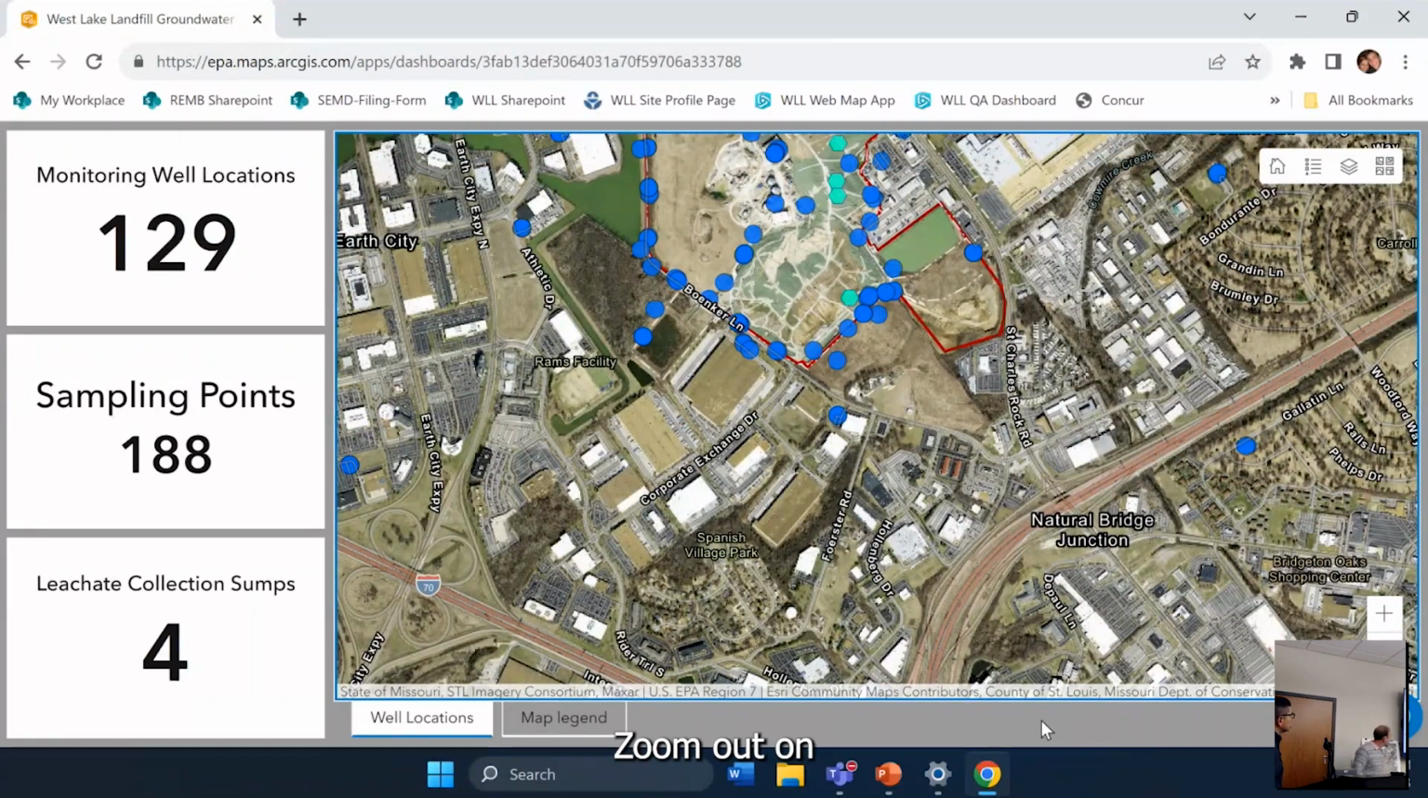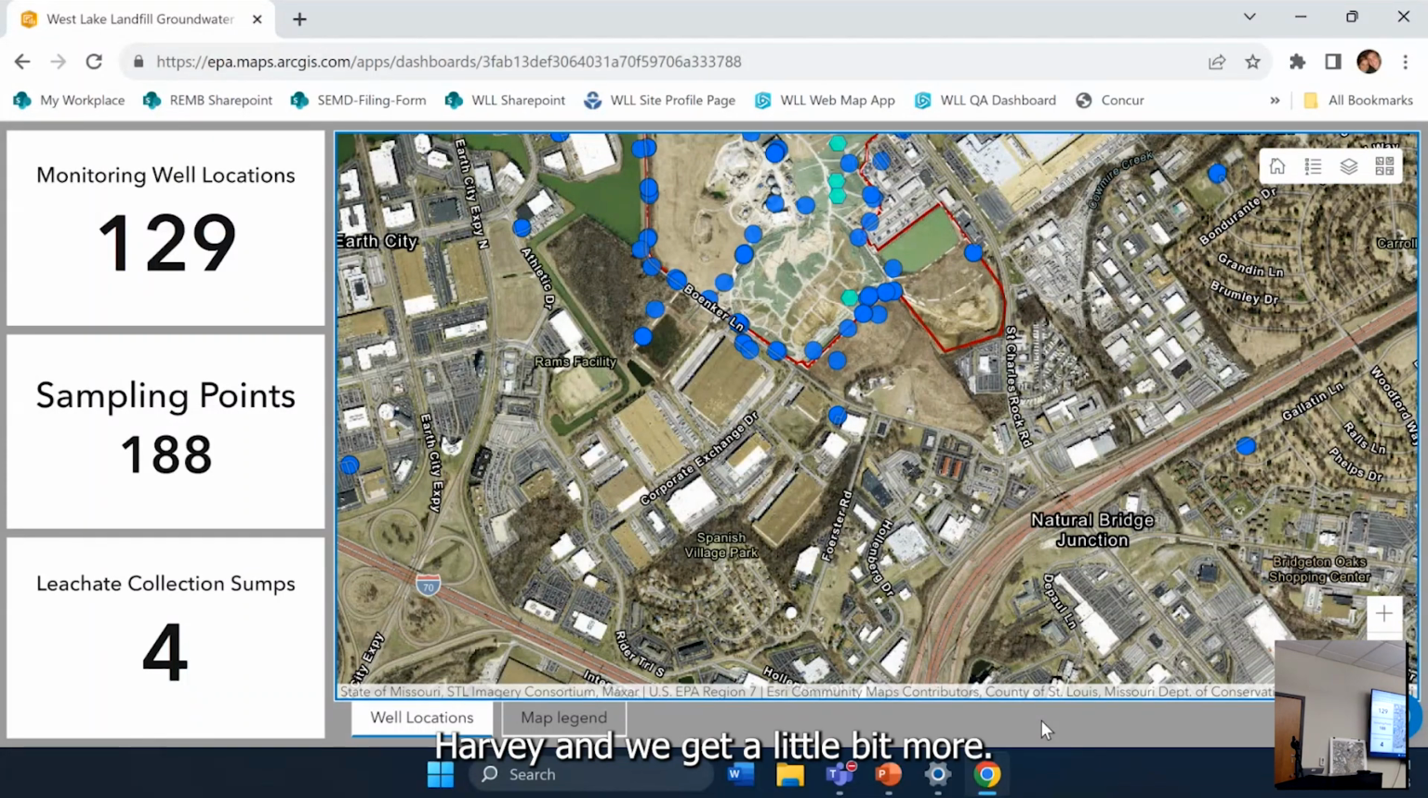Zoom out on that. Look for the playground. It's on Corporate Exchange now. There you go. And let's go back to OU1. Well, I have a question about. Okay, here is Spanish Village. And these are. It's this area right here.